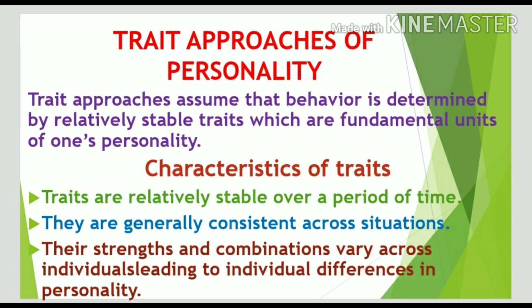And their strengths and combinations vary across individuals, leading to individual differences in personality. For example, a person who is known for his honesty, who is known for his kindness, and another person also has the same trait, but the strength may vary. For example, the first person may be more kind or more honest than the other person. So that variation will be there, and that will lead to individual differences in personality.